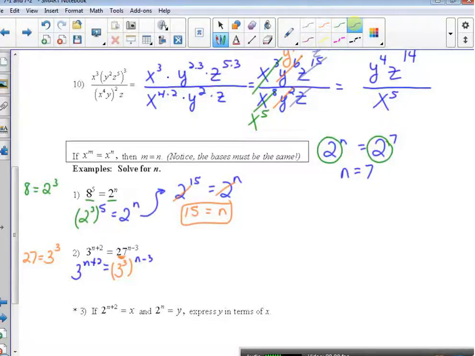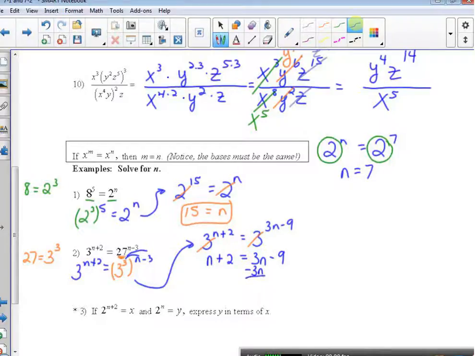Then I'm going to clean this up a little bit, and so I have 3 to the n plus 2 equals 3 to the, now you have to distribute here. So it's 3 to the 3n minus 9. When the bases are the same, then we can just basically get rid of them and set the exponents equal. So n plus 2 equals 3n minus 9.